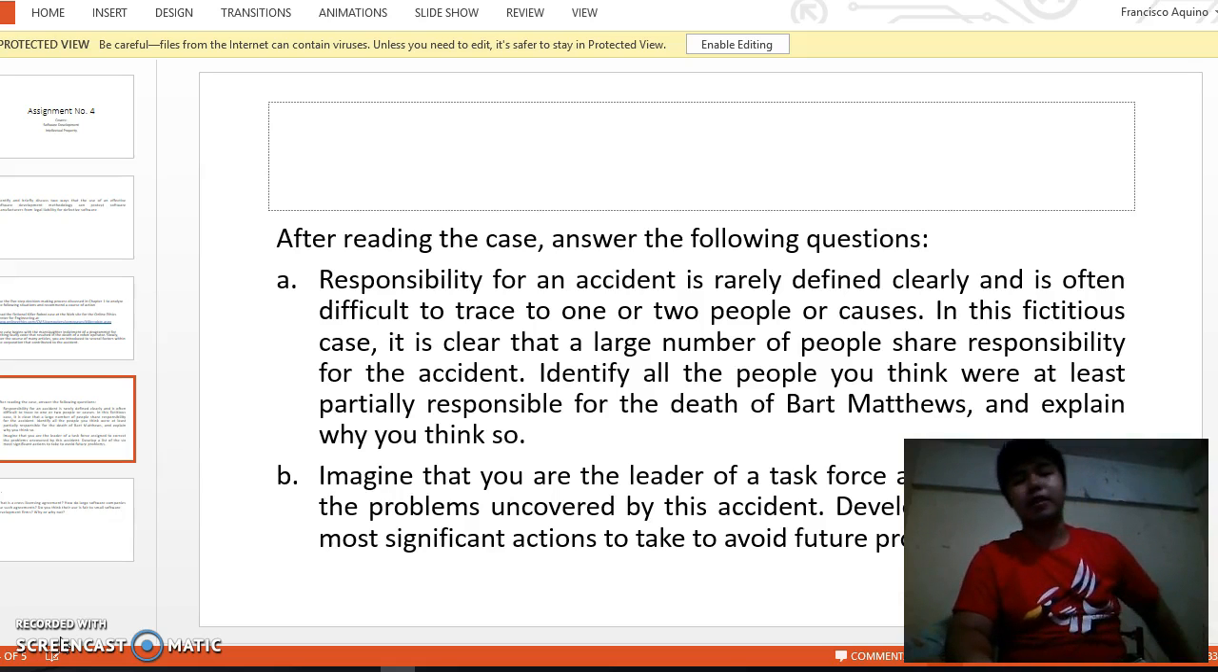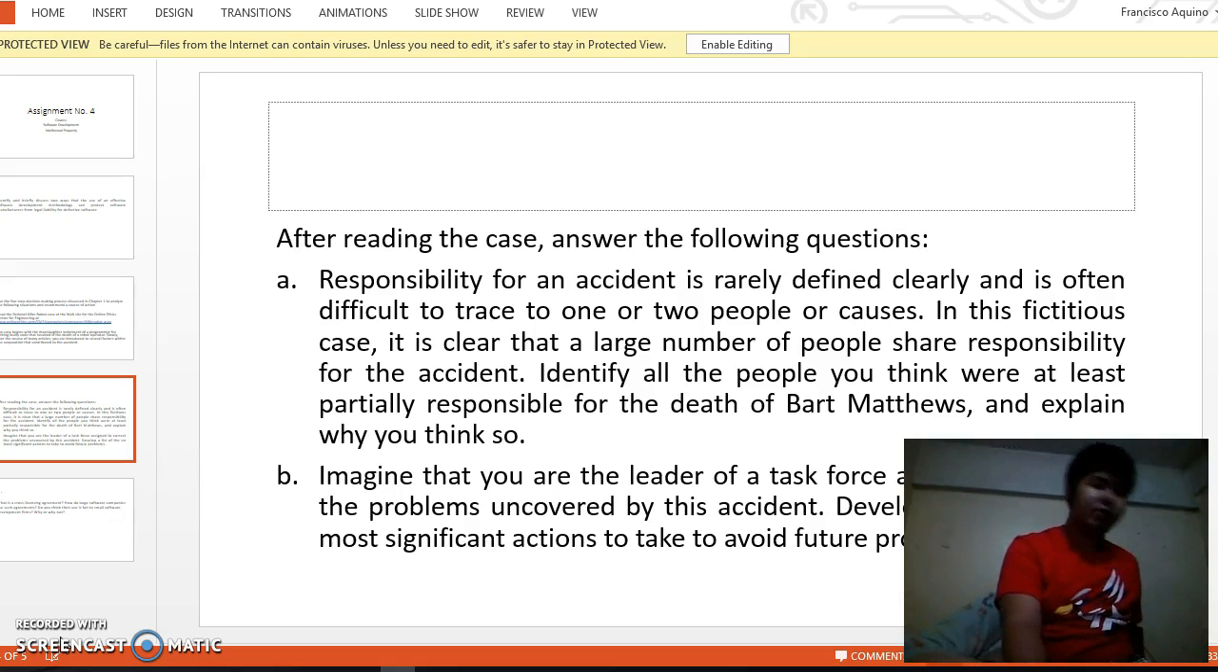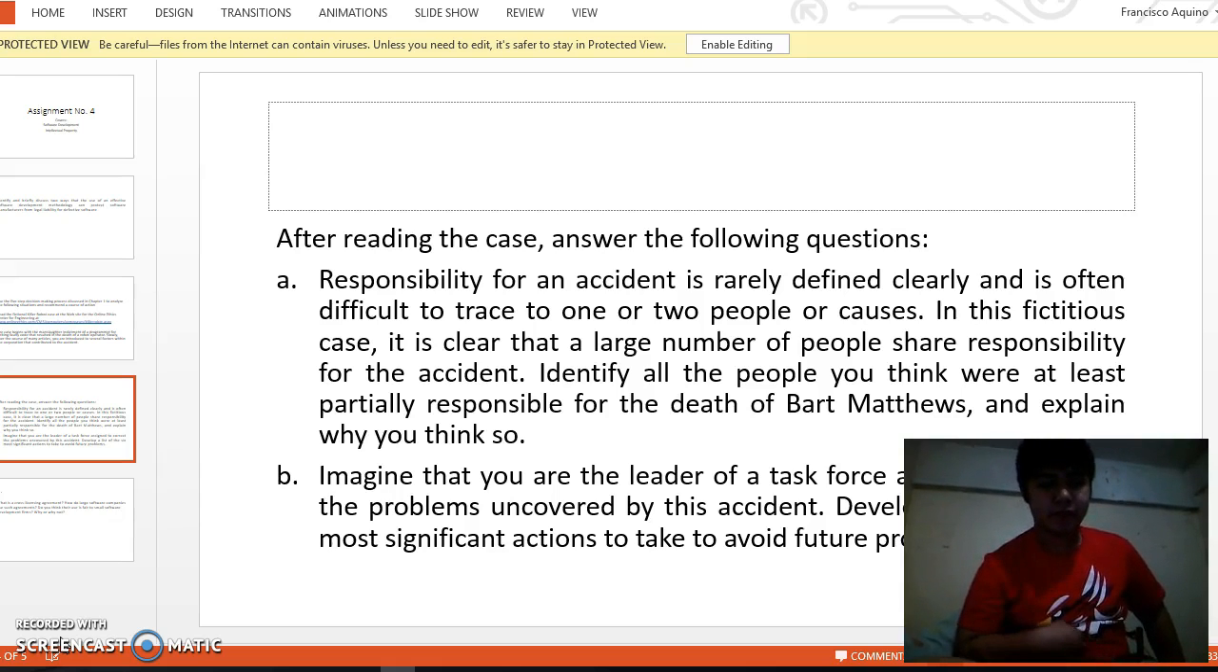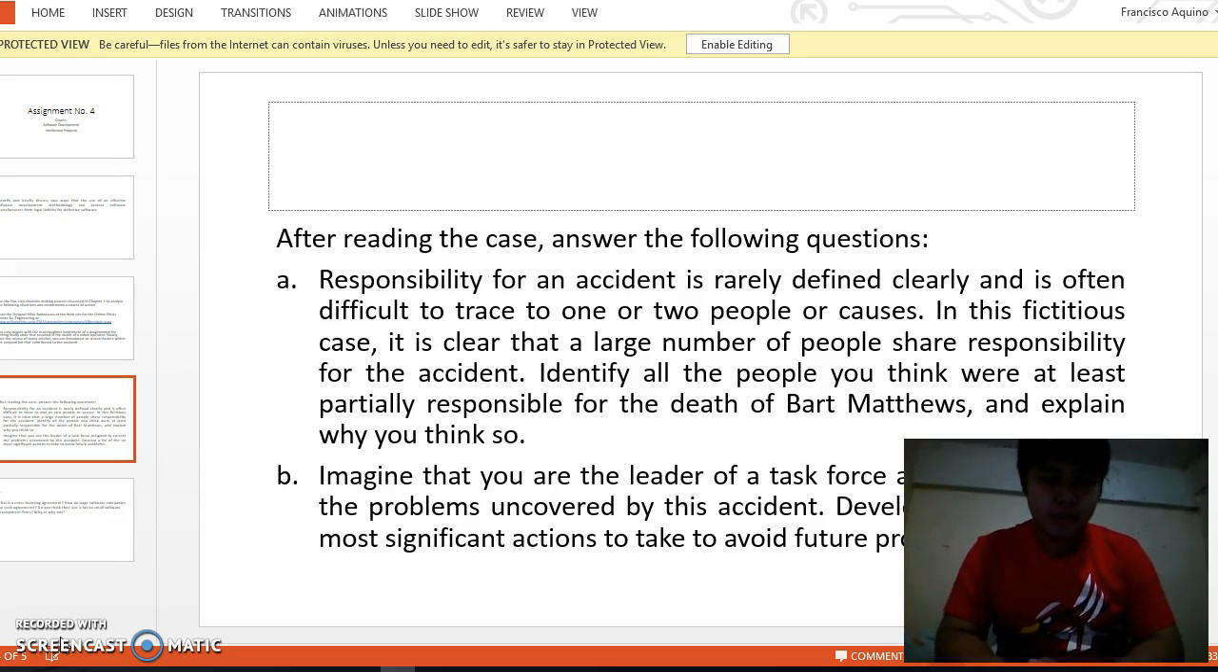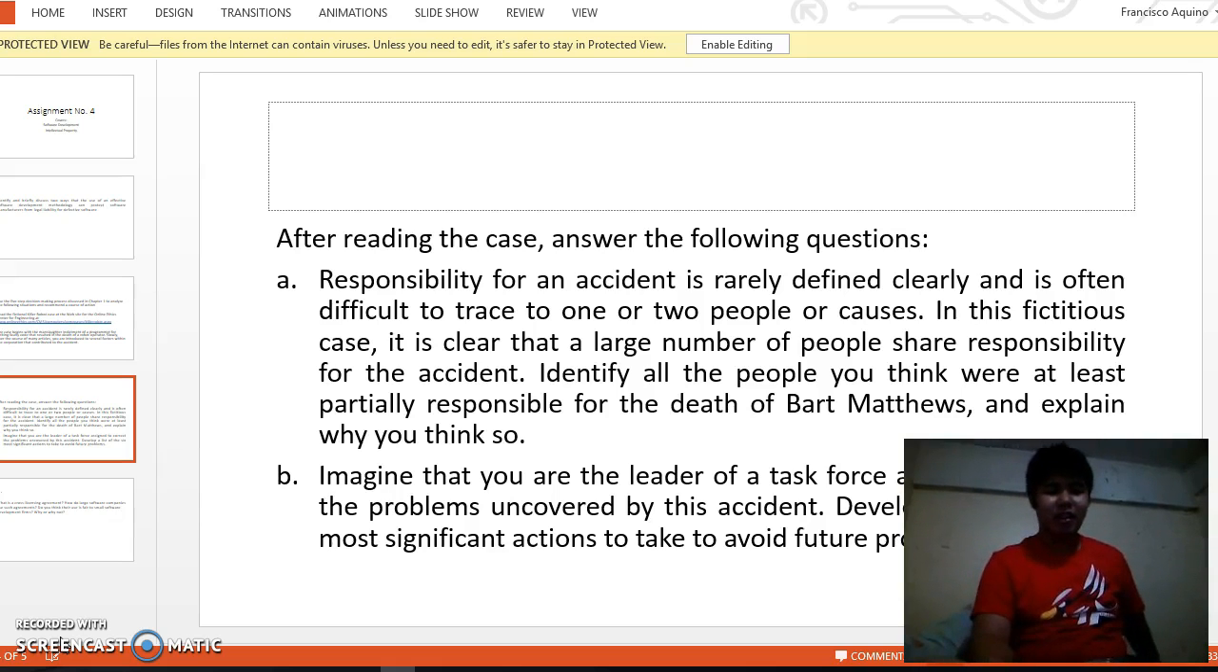After reading the case, you must answer the following questions. So these are the two questions. First, responsibility for an accident is rarely defined clearly and is often difficult to trace to one or two people or causes. In this fictitious case, it is clear that a large number of people share responsibility for the accident. Identify all the people you think were at least partially responsible for the death of Bart Matthews, and explain why you think so.